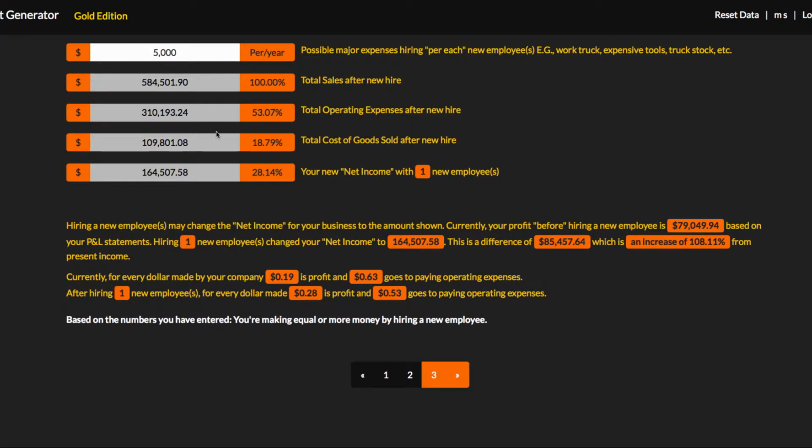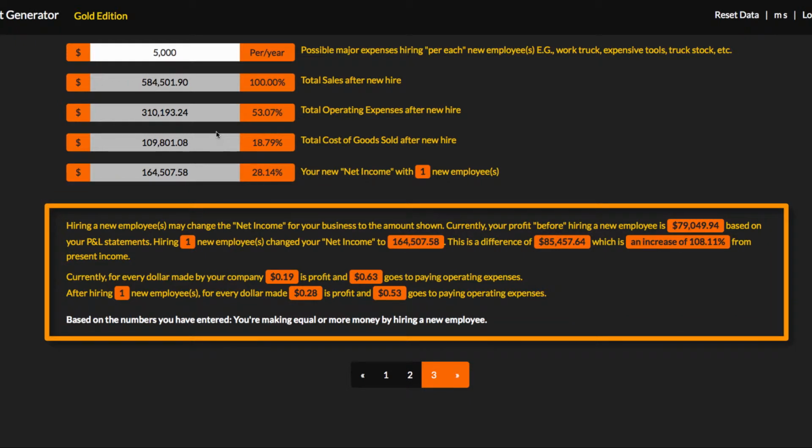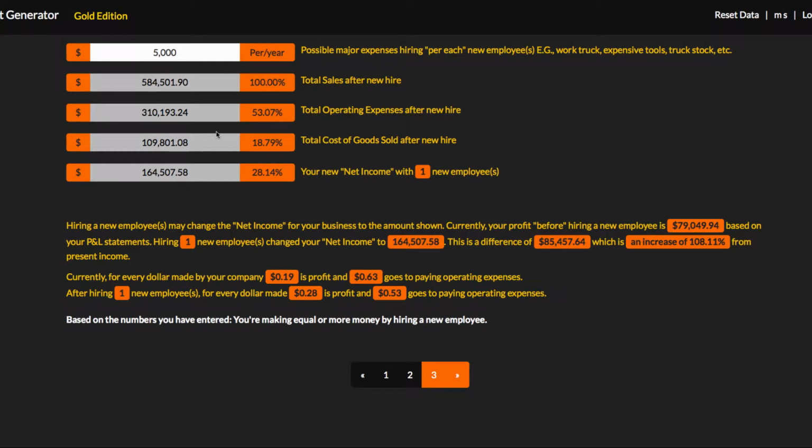Let's go down to this sentence. We see that hiring a new employee may change the net income for your business to the amount shown, $79,000, based on your P&L statements from page 1. Hiring one new employee changed your net income to $164,000. This is a difference of $85,000, which is an increase of 108% from present income.